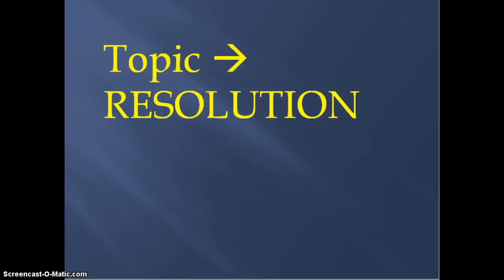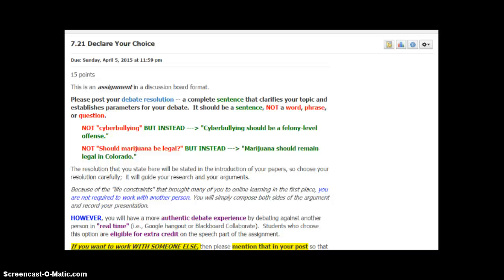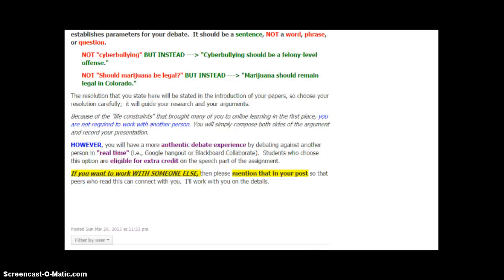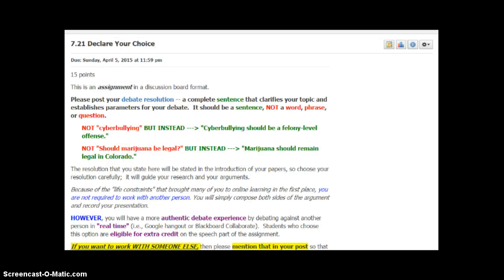In this session, you'll be posting it on the discussion board. And as you're posting it, remember to keep it a sentence, not a word, not a phrase, not a question. Don't tell me you're going to do animal testing. Instead, tell me something like animal testing should be banned by all companies of more than 500 employees. Something very specific like that. Cyberbullying should be a felony level offense. Or marijuana should remain legal in Colorado. Again, this is setting the boundaries for your debate. So make sure that your one-sentence resolution that you post on this discussion board is in fact a sentence.